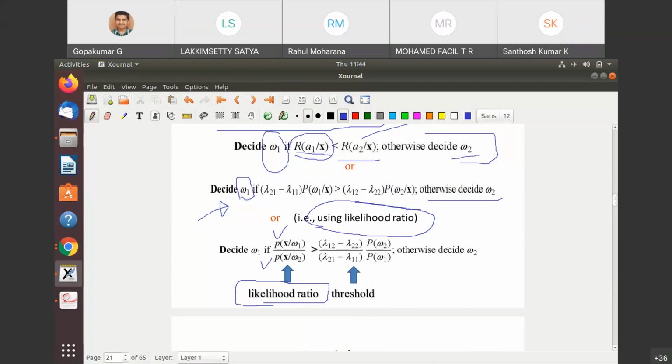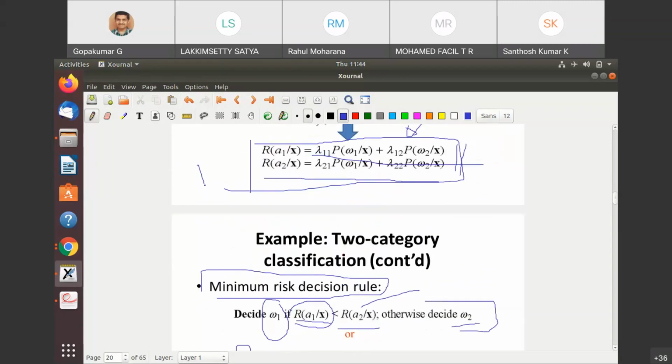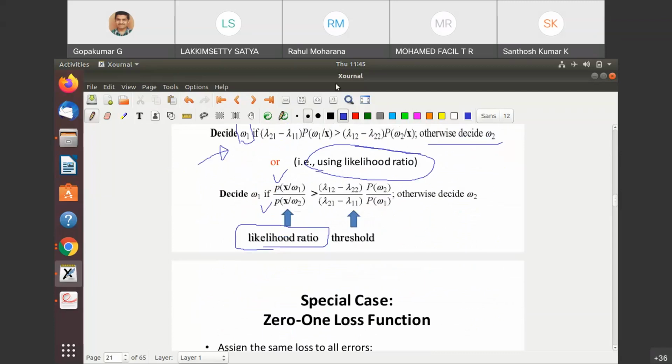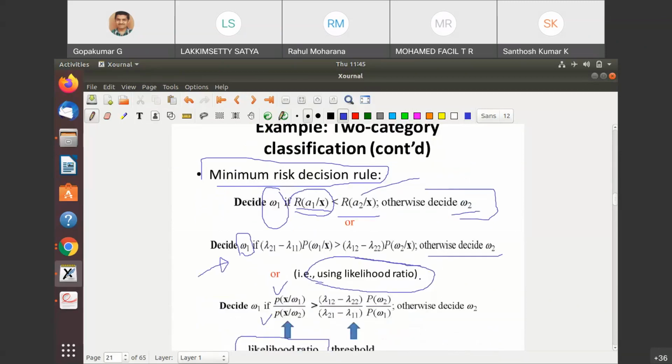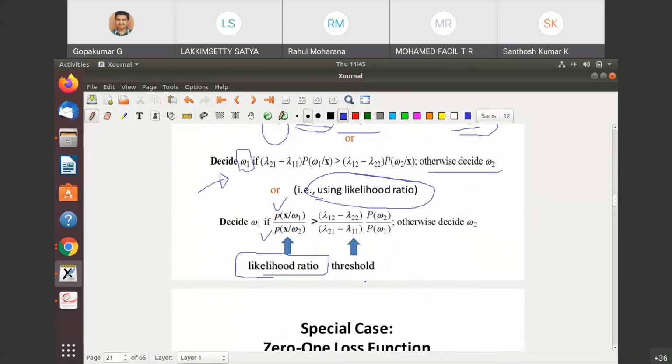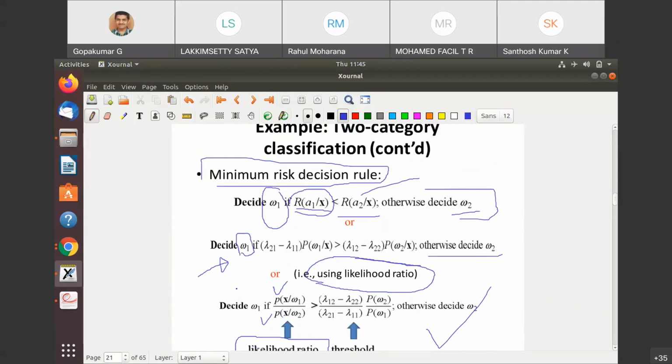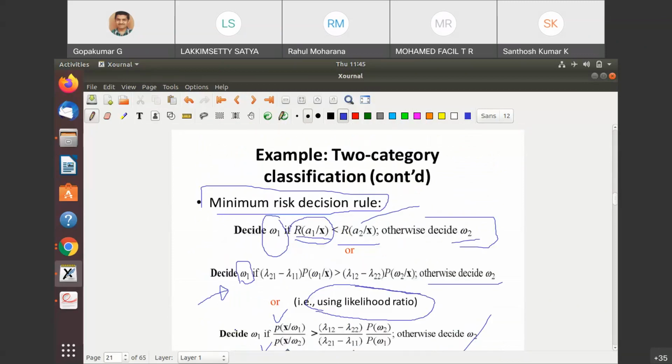And we can obtain this from this equation, maybe combining with the other results. We can replace this particular posterior probability with the results that we have already seen, and you can obtain this equation also. So that is the way we can represent the two category cases.